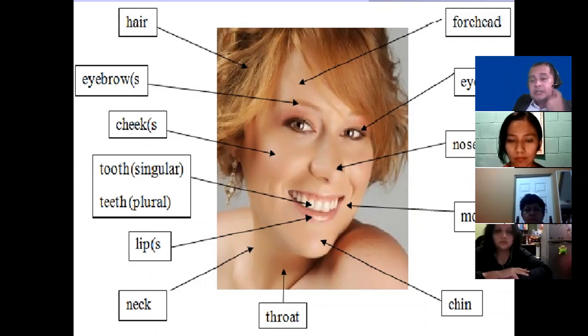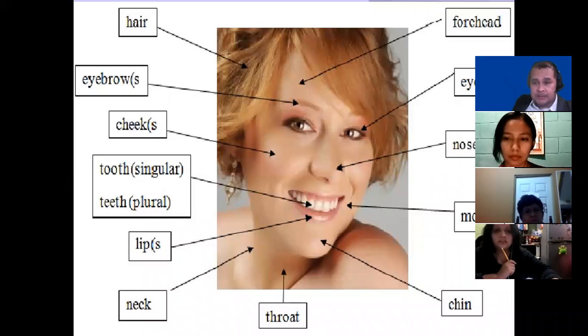Okay, these are the cheeks. Then pay attention to this, tooth and teeth. Tooth is singular, diente, and the plural form is teeth. Okay, and then we have the lips, the neck, the throat. And this part, this is the chin. And then this one, this is the mouth, the nose, eyes, and the forehead.